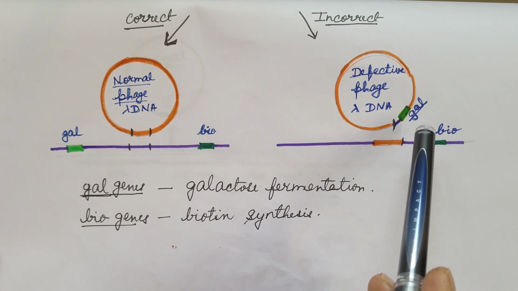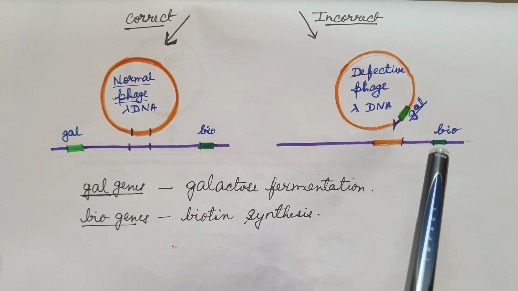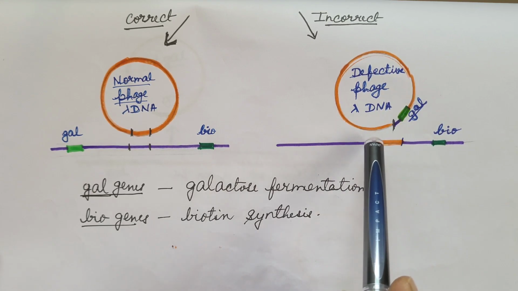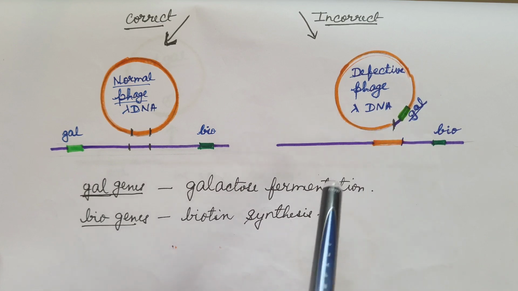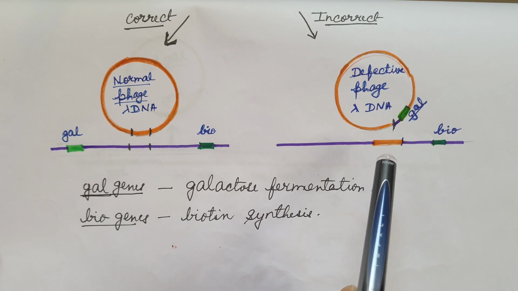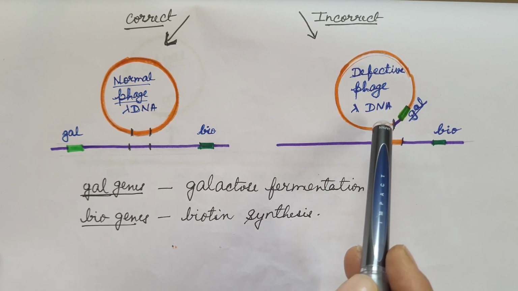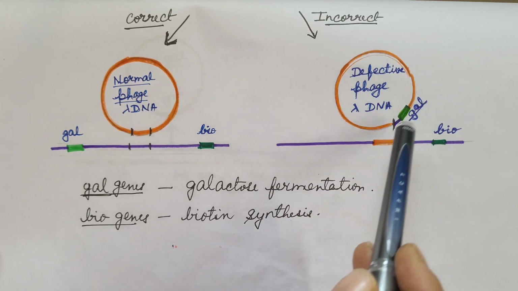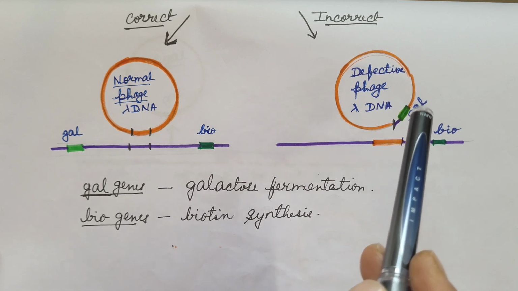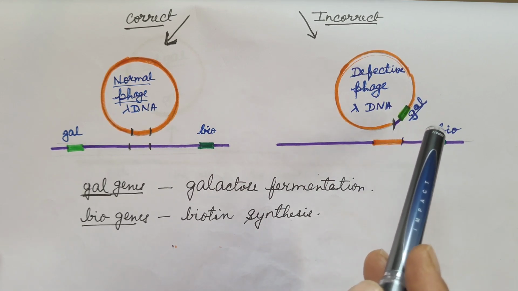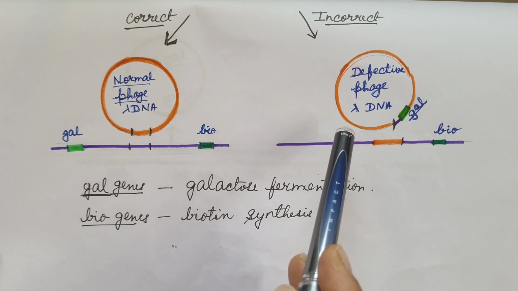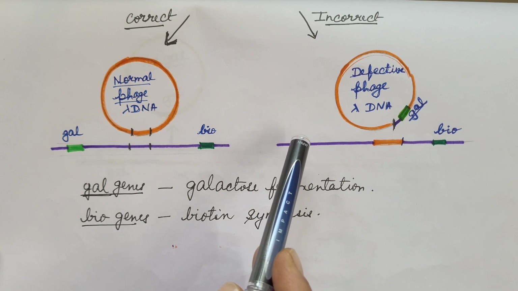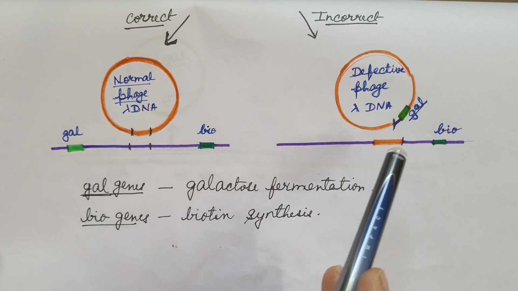In this case, gal or bio genes are taken up, which are adjacent to the integrated site of phage lambda DNA. And some of the phage genes are lost; they remain integrated with the bacterial DNA. Hence, a defective lambda phage is created, which carries bacterial genes and part of the phage genes. So, when new virus particles are formed, these are known as transducing phage particles.